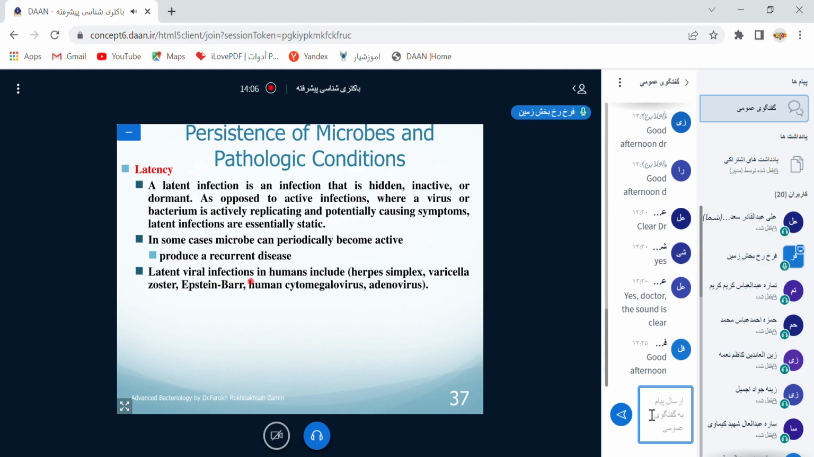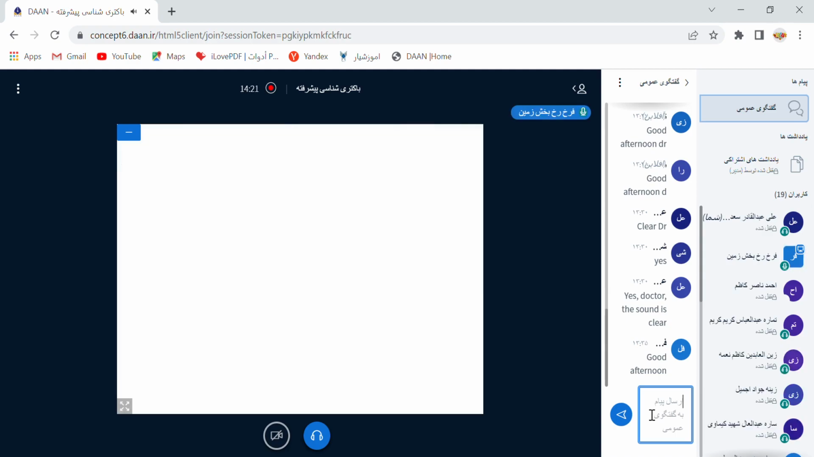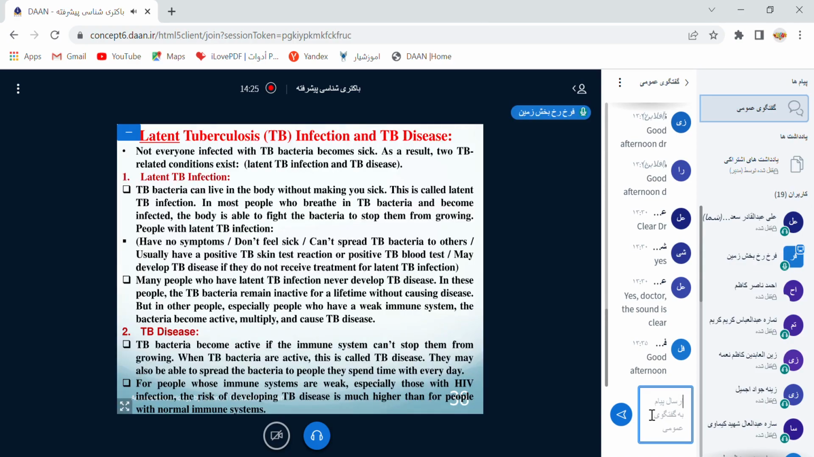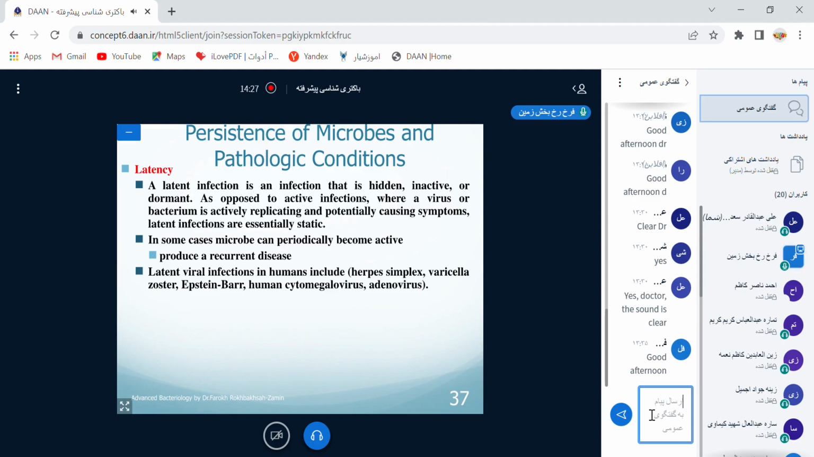Latent viral infections in humans include herpes simplex virus, HSV, varicella zoster, Epstein-Barr virus, human cytomegalovirus, and adenovirus. This was explained last week.